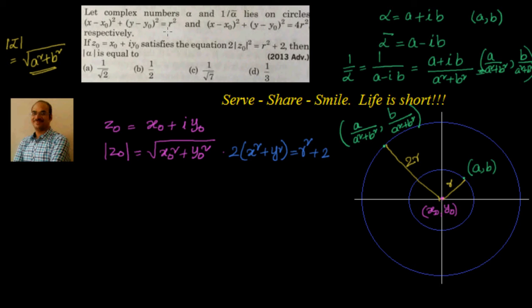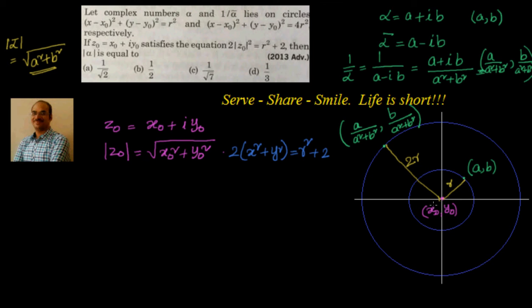Okay, so what are the three conditions I said? One is from (x naught, y naught) to (a, b), what is the distance? Second thing is (a by a square plus b square, b by a square plus b square), and the distance from center to that is 2r. So these are two conditions, and this is the third condition. So let's go ahead now and write down our conditions one by one.